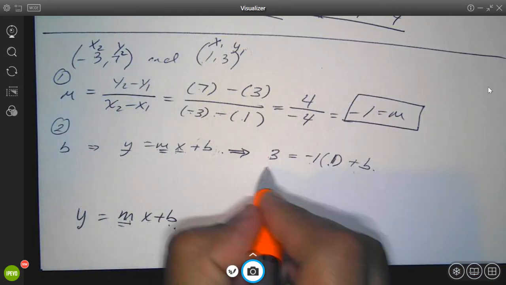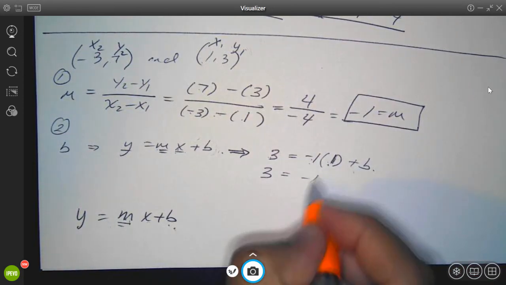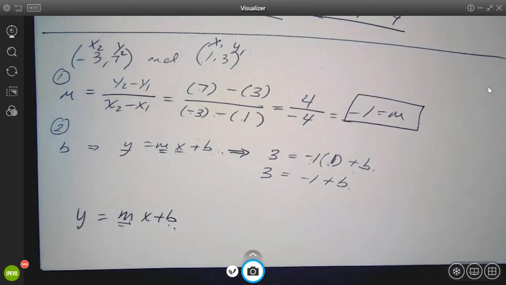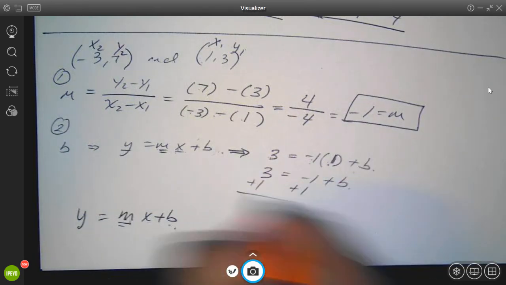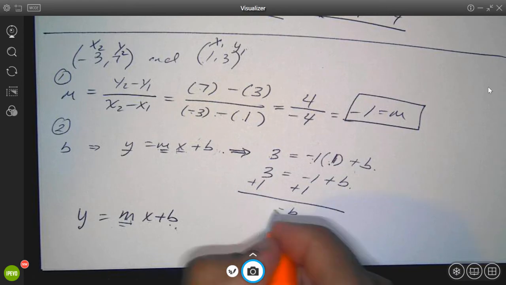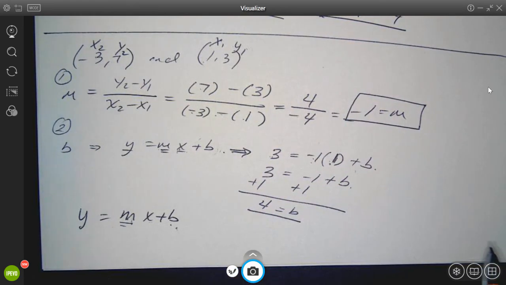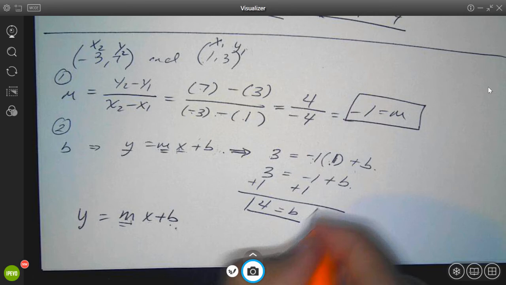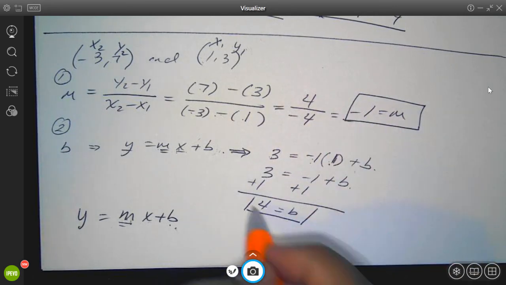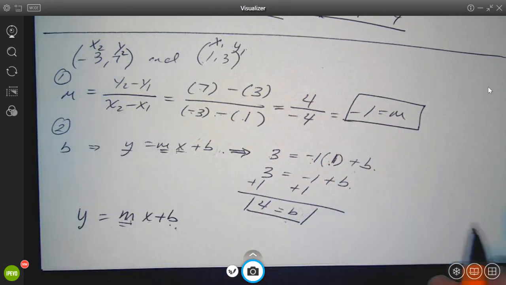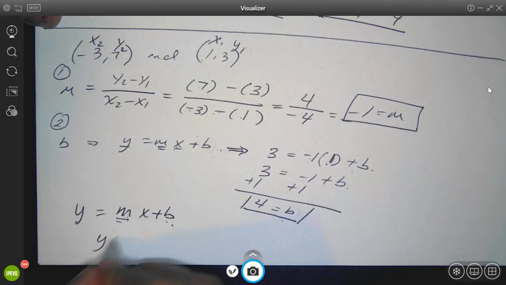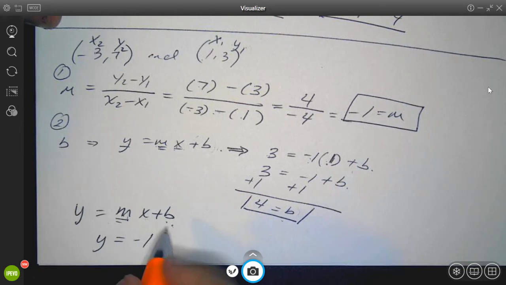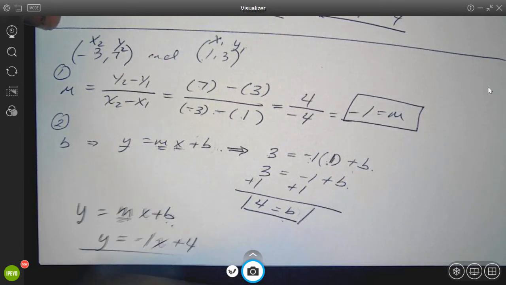So a little multiplying here, I get 3 = -1 + b. And we solve for b just like before. To get rid of this negative 1, I have to add the 1. When I add 1 to both sides, I get b is equal to 4. And there it is. We have the slope is negative 1, and my b, or the y-intercept, is a positive 4. So now I have all the components that I need to make this equation, so my equation is -1x + 4.